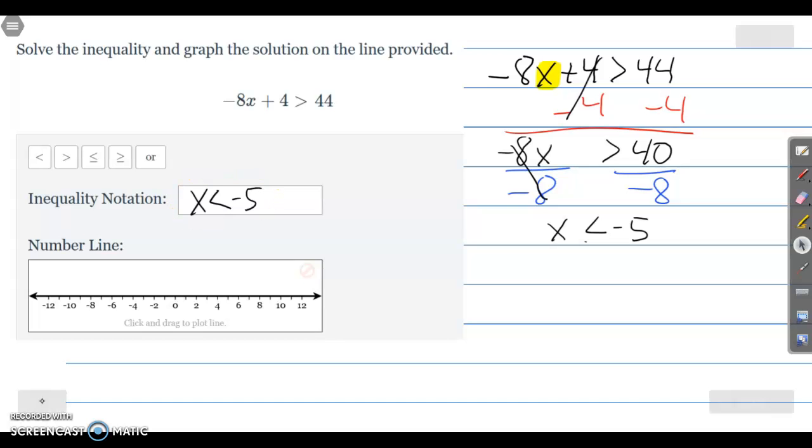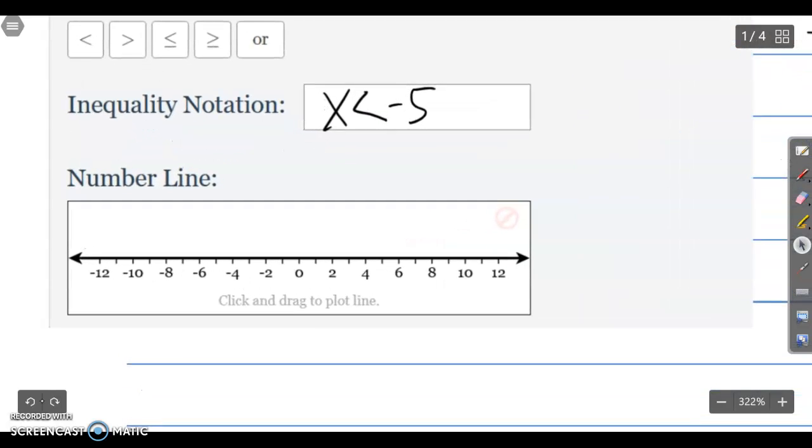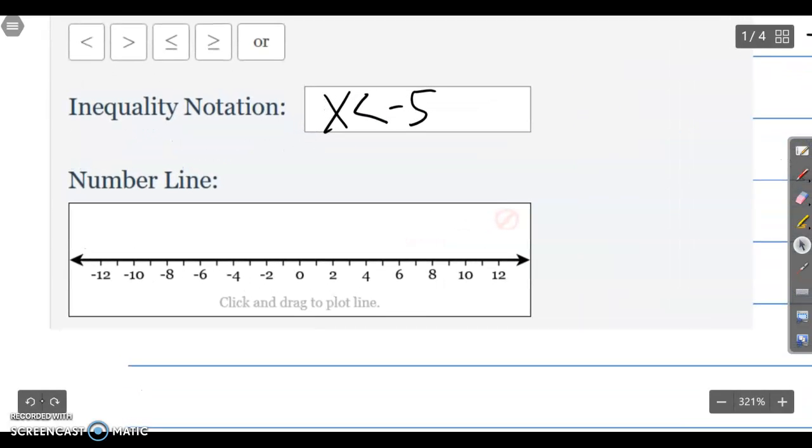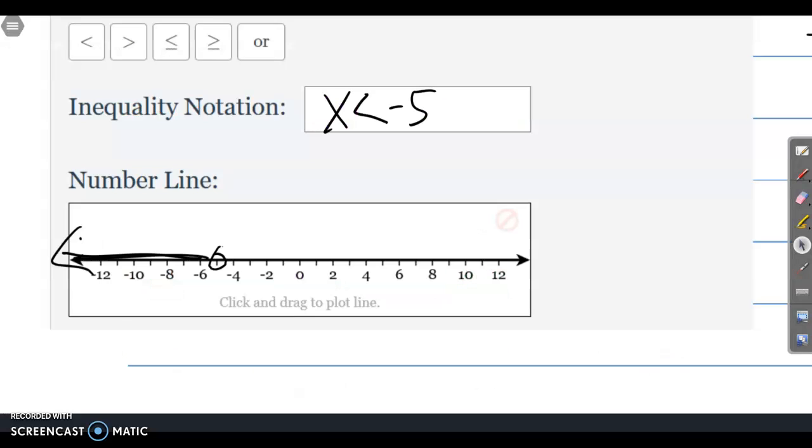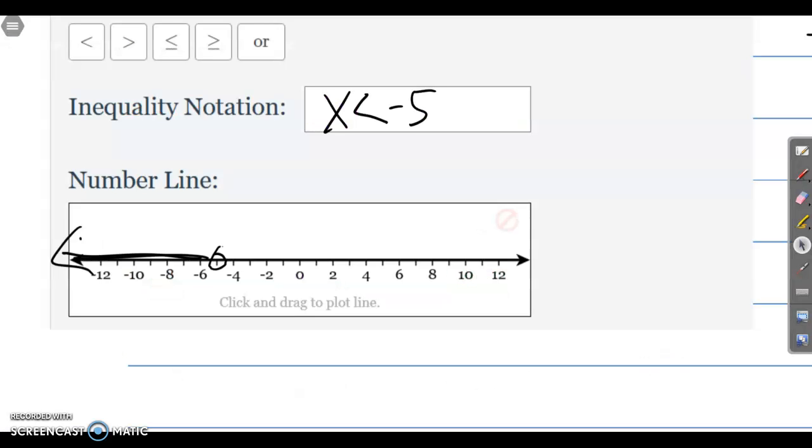And now I'm going to zoom in here so I can graph it. Okay. And I'm going to spot that -5 right in between -4 and -6. Right? All right. I'm going to make a circle. Okay. It's less than, so I'm going to shade up. Right? And notice that the circle is open. So I leave it open. And that's it.